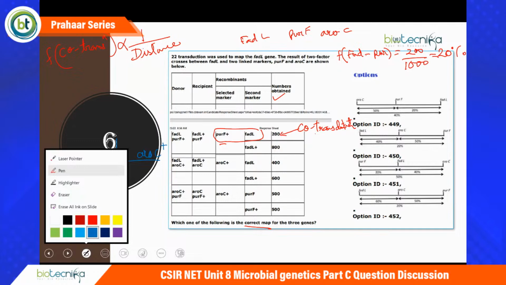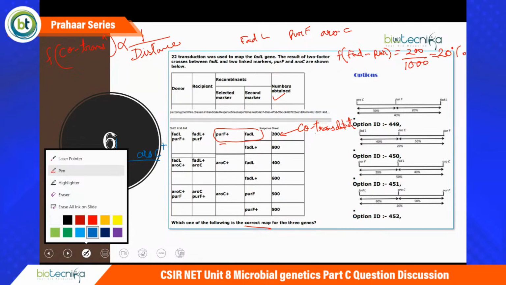Okay, so how much it will be? 400 divided by 1000 again, so it will be 40%. Okay, now once we do that, so again what we have to do? We have to calculate for the next set, right? So we have to calculate for the next set.